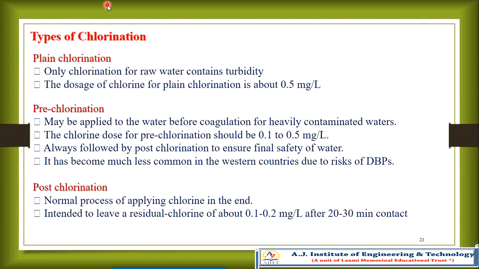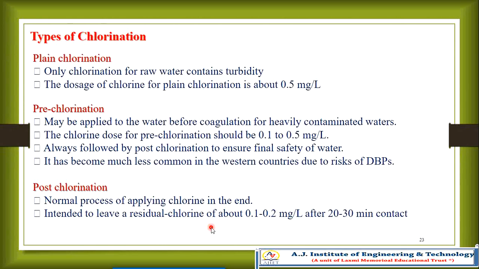Why should the residue be there? Because regrowth of bacteria, harmful microorganisms, should also be killed. For that, we should have residual chlorine. How will we come to know that residual chlorine is available? That is after 20 to 30 minutes of the contact time of the disinfection process, that is, the chlorination process. After that, the remaining chlorine is called residual chlorine. That is about post-chlorination.